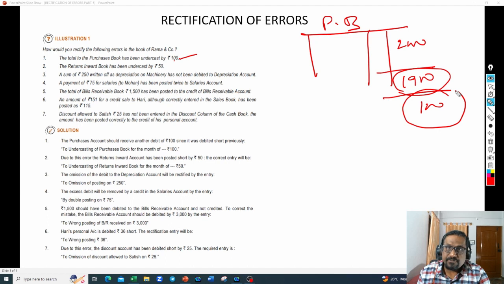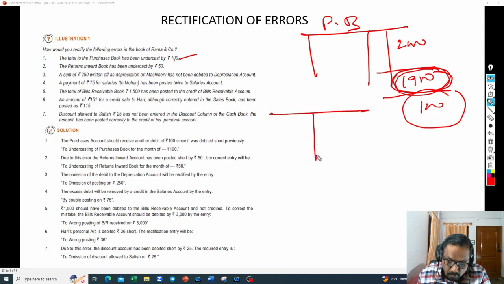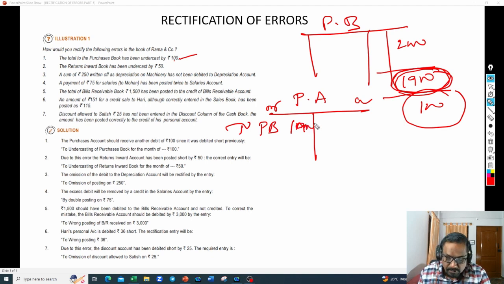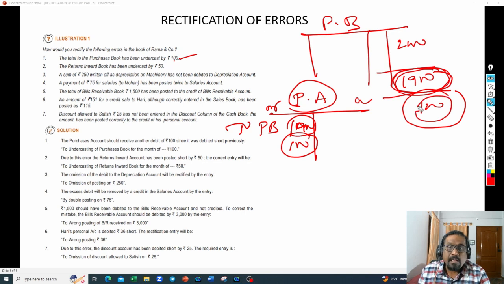I told you in my previous video very clearly, the totals of purchase book will be posted to purchase account. So this 1900 would have gone to purchase account, PA. To purchase book, maybe you would have written 1900. That means 100 rupees shortage has been posted here. So this undercasting has impact on purchase account.